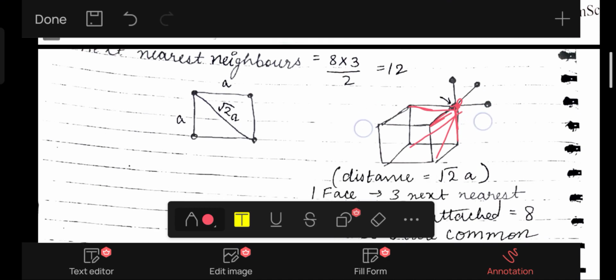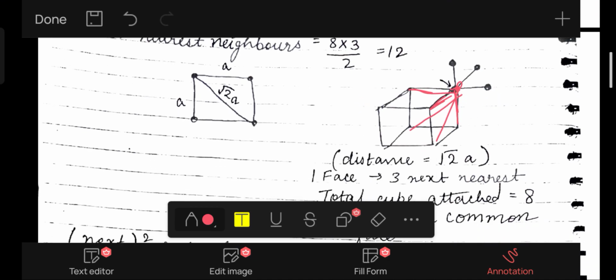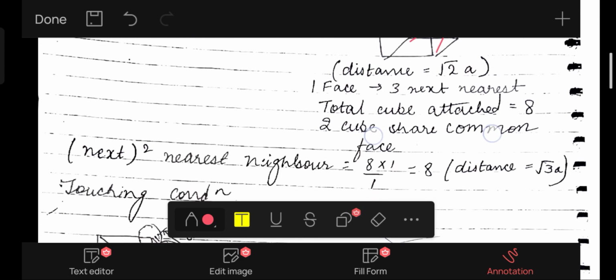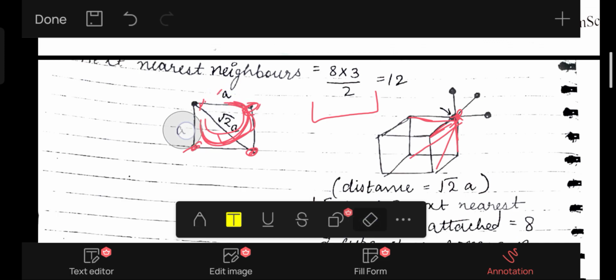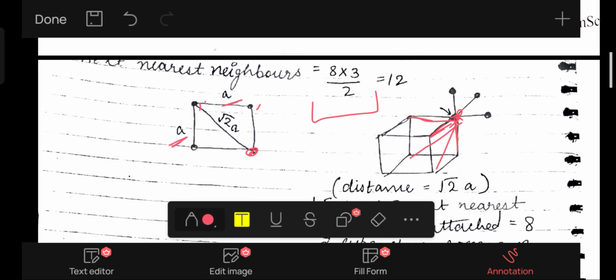So the number of next nearest neighbors, that is 8 by 3 by 2, so that's 12. Okay, so next up we'll be seeing the distance between this particle and this particle. For example, this is just a simple cubic cell, so what will be the distance between these two particles at opposite sides of a diagonal? So that is root 2a, because here we have this one as a and this one is also a, so that makes it root 2a between these two particles.